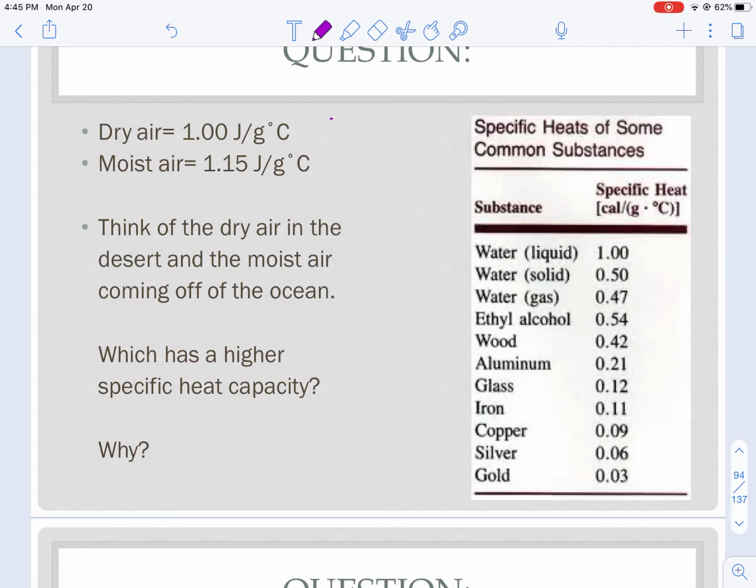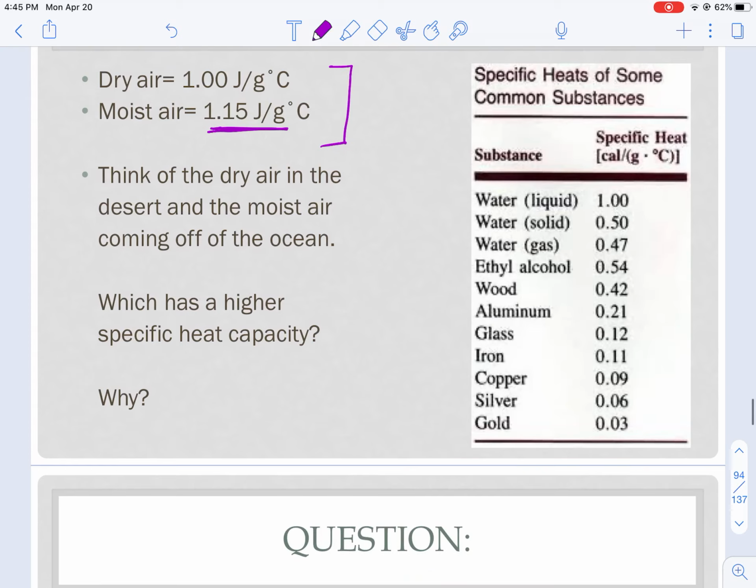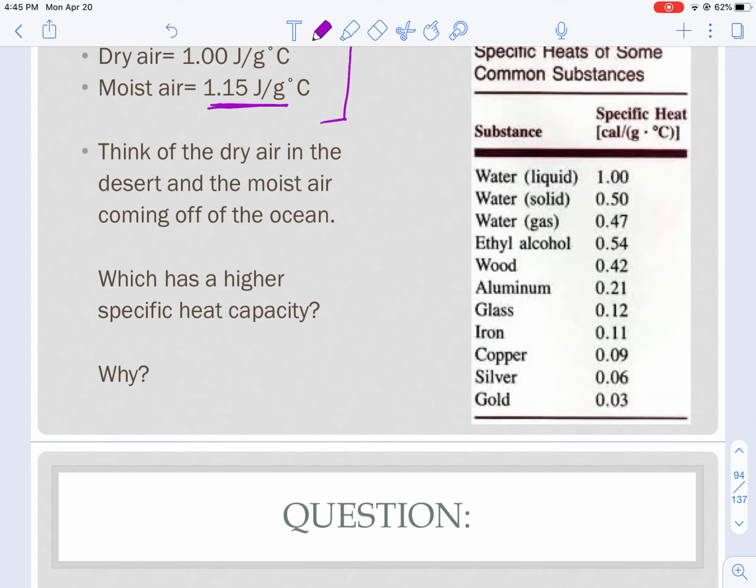Now, when we compare here the heat capacity of dry and moist air, remember, because there's water inside the moist air, it has a capacity to hold on to more heat as those water droplets can absorb it. So it just makes sense.